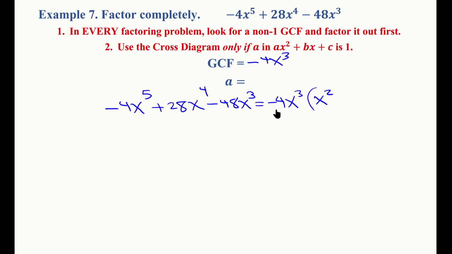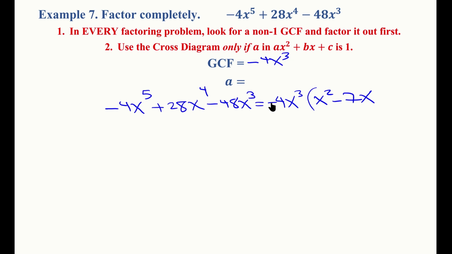And what is the second term divided by the common factor, GCF? Well, positive divided by negative will give us negative. 28 divided by 4 is 7. X to the 4 divided by x cubed is x. Just think about it. When you multiply this, negative 4x cubed, by negative 7x, do you get positive 28x to the 4? If yes, you've done it correctly.